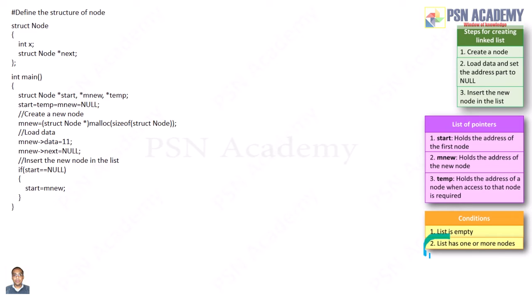Now the list has 1 or more nodes. Unlike previously, we had a separate condition for one node. Here we will have only one more condition, that is, the list is non-empty. So the first condition will be list is empty, and another condition will be the list is non-empty. So there will be no third condition here. So we have that the list has 1 or more nodes.